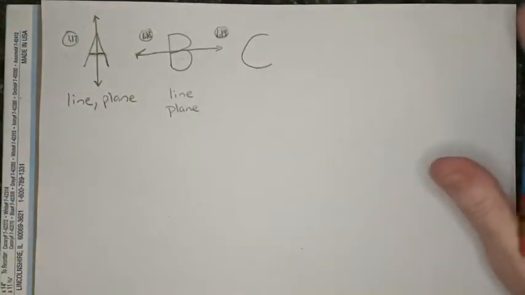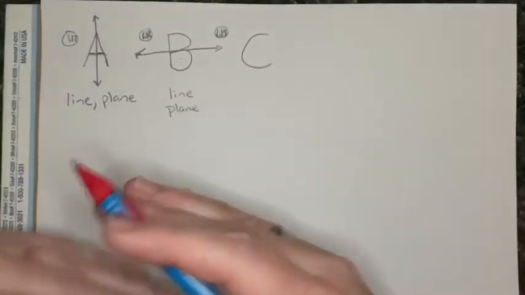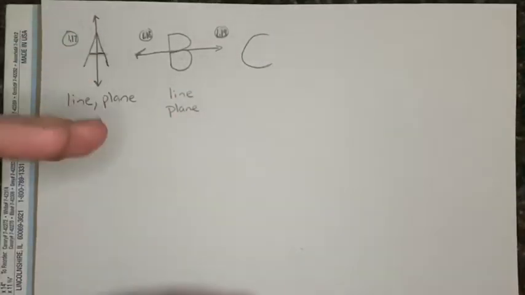A plane is just as thin as a line, right? It has no depth or width. It just goes on and on forever.